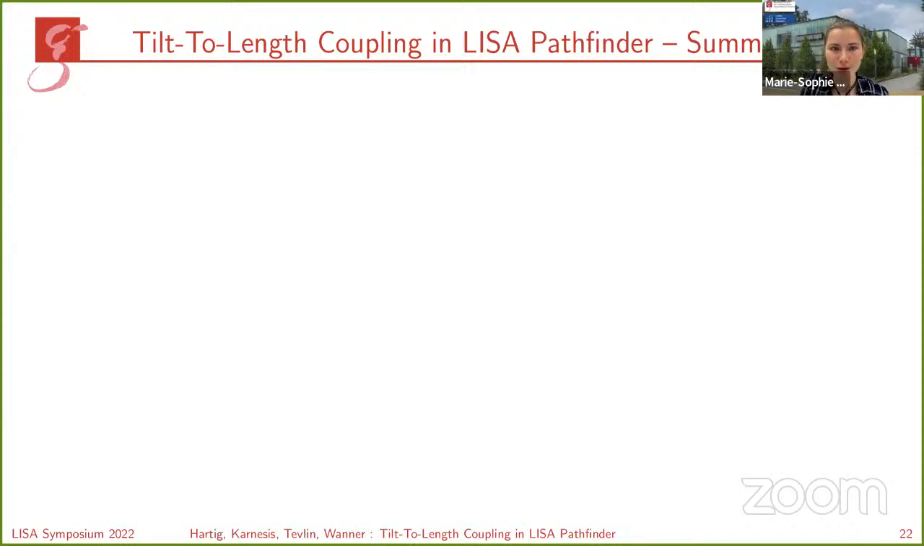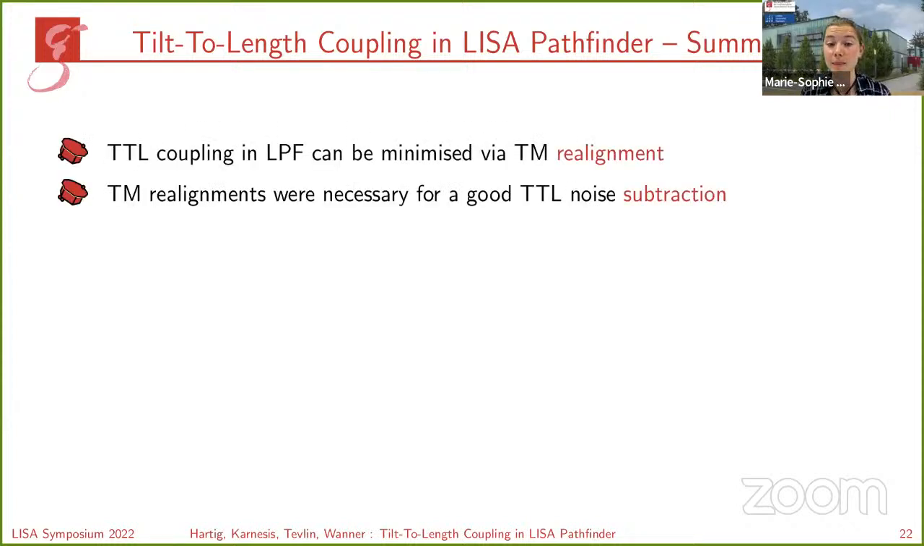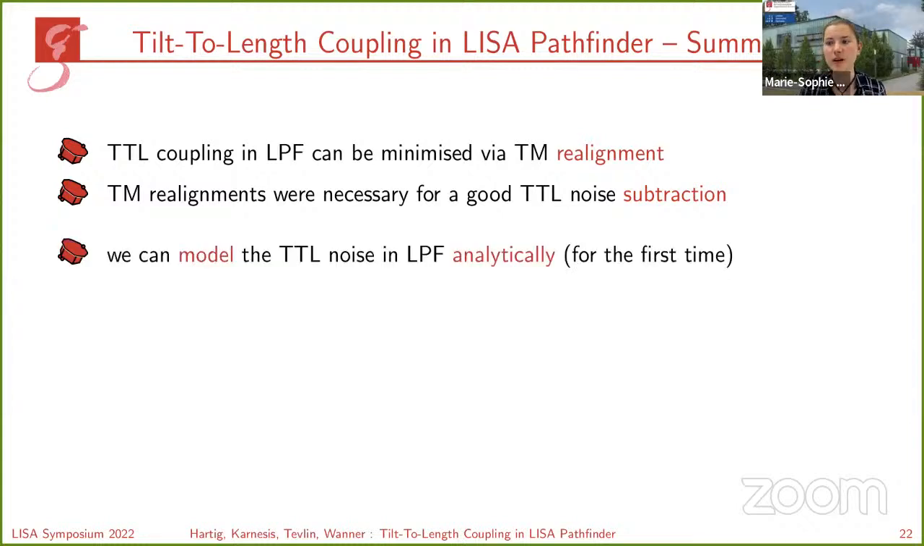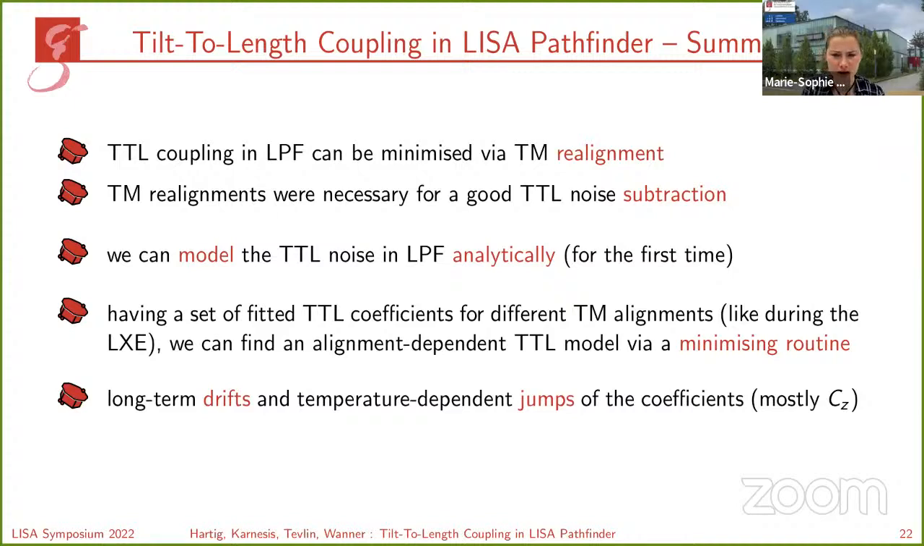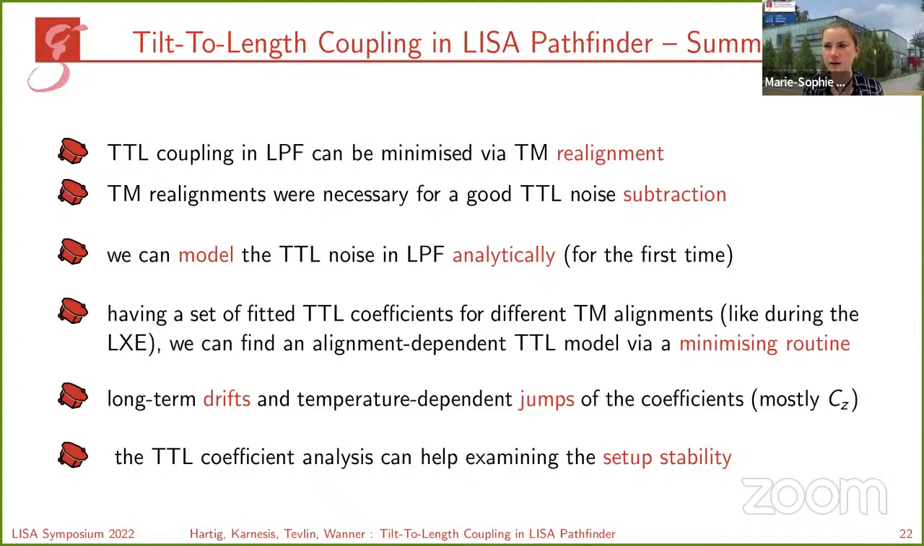Okay, let me summarize what I just told you. We now know that tilt-to-length coupling in LISA Pathfinder can be directly reduced by a dedicated task mass realignment, which is also necessary for a good tilt-to-length noise subtraction. We have for the first time an analytical tilt-to-length coupling model for LISA Pathfinder. We can find a comparable model having the data from a log crosstalk experiment using a minimizing routine. And furthermore, we know that the coefficients are not stable, but drift and jump due to temperature changes. And we know that we can use the analytical model to examine the stability of the setup.